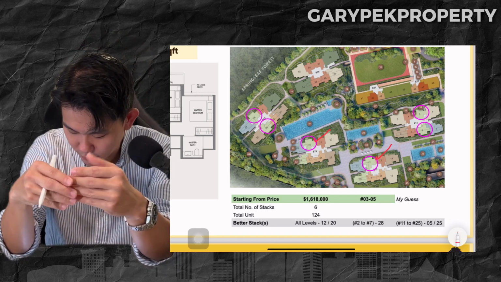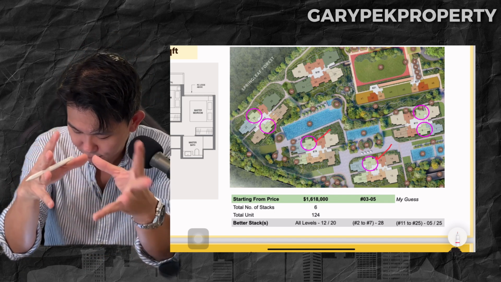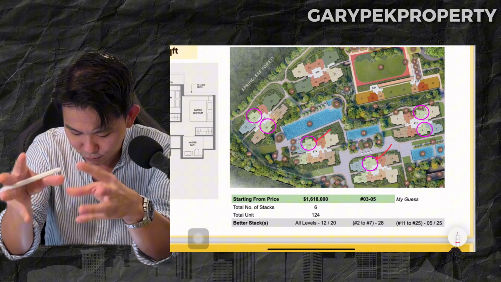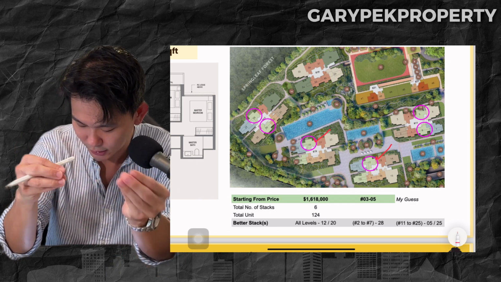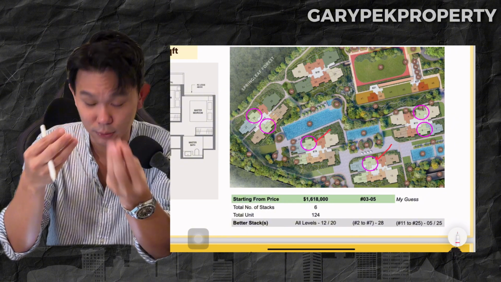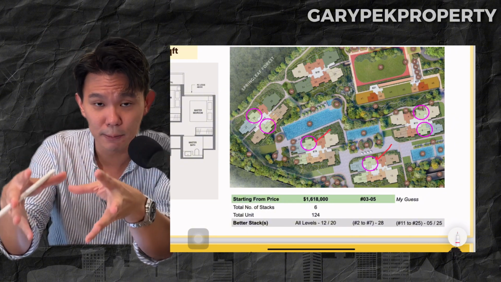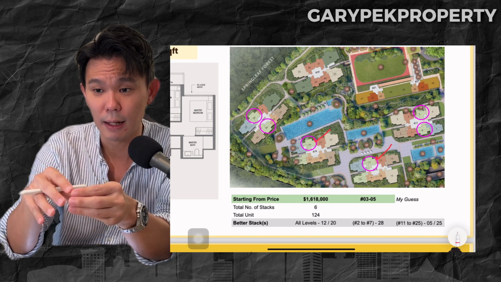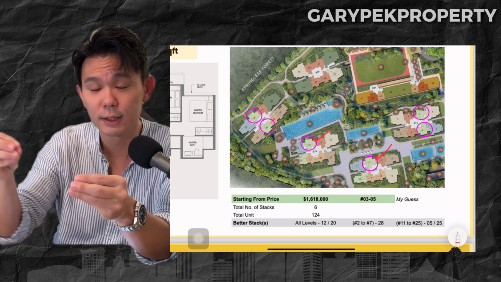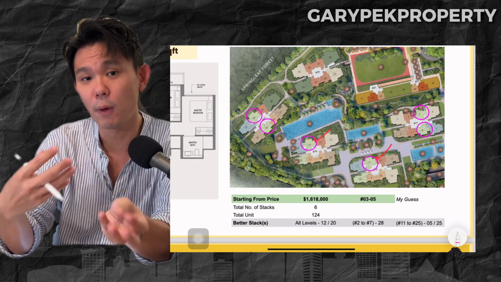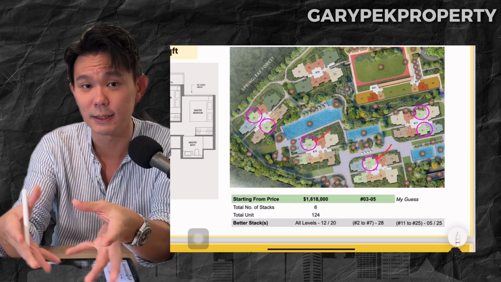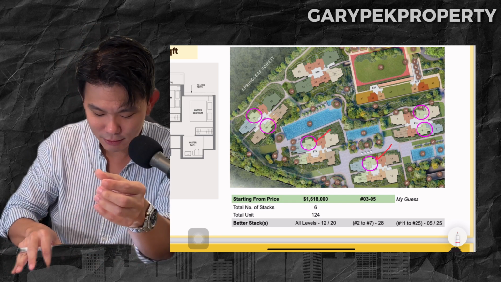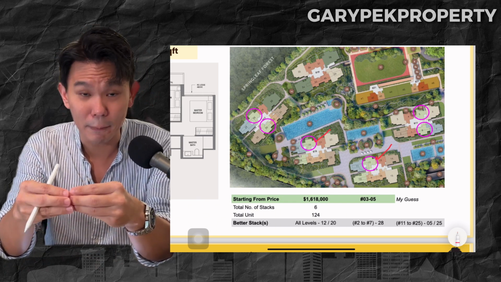Okay, if not, alternatively, I think stack 5 as well as stack 25 is quite interesting to look at, especially the higher floor units, because one of the key points that I like to mention about Springleaf is that you have the unblocked landed enclave view. So that might be one of the selling points down the road in the future in the resale environment. Okay, so this is for the 786 basic unit.